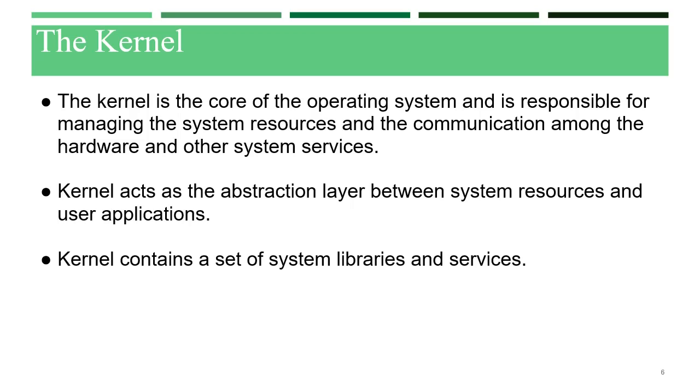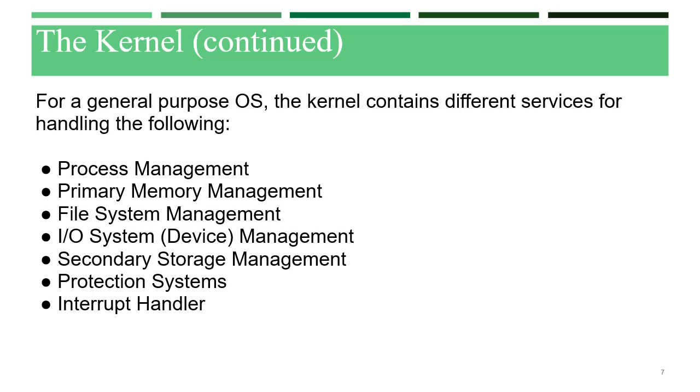The kernel acts as an abstraction layer between the system resources and user applications, as we can observe in the previous figure. The kernel contains a set of system libraries and services. For a general purpose OS, the kernel contains different services for handling or managing the following: process management, primary memory management, file system management, IO system management, secondary storage management, protection systems, and interrupt handler.